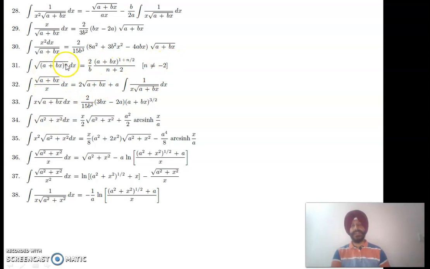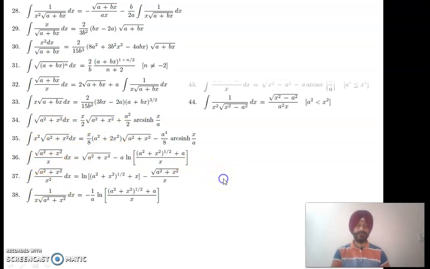In this result we use a plus bx raised to the power n by 2, and then n by 2 plus 1, and similarly the coefficient of x we write in the denominator, and we get this. Then come to this irrational function, the square root of a square plus x square, which gives x by 2 square root of a square plus x square plus a square by 2 into sine inverse x by a. To prove this result we can use one method, and in the second method we put x equal to a tan theta. Similarly here, and these results we can prove at +2 level.